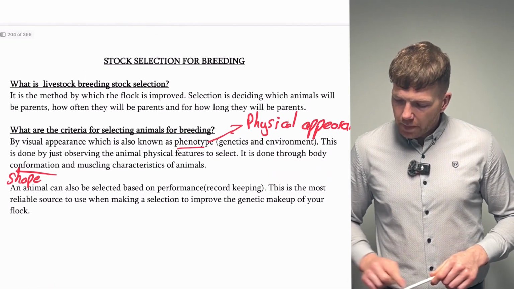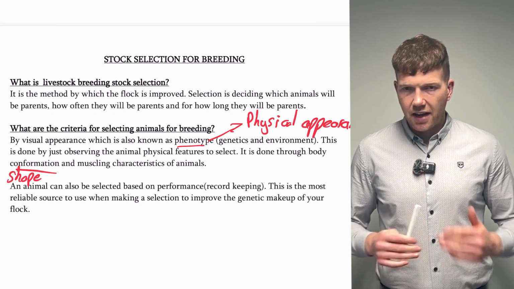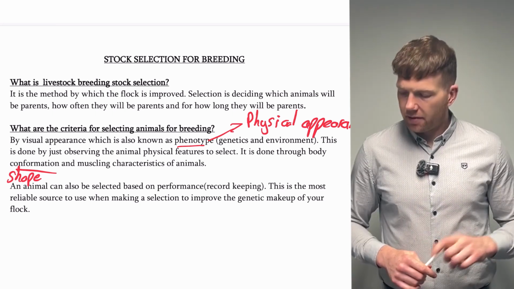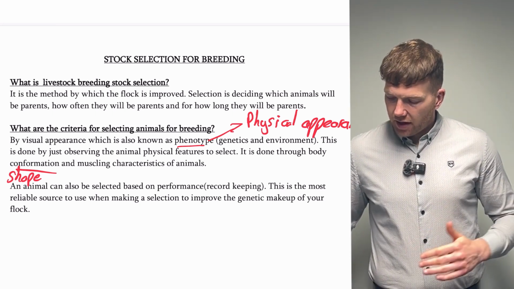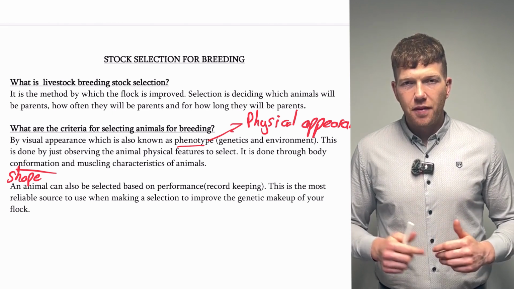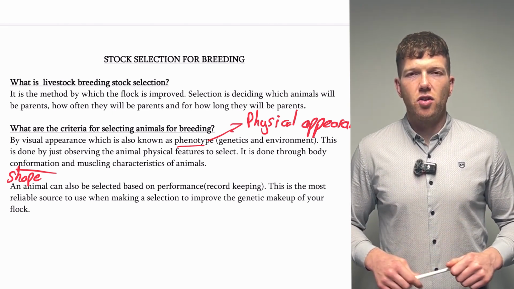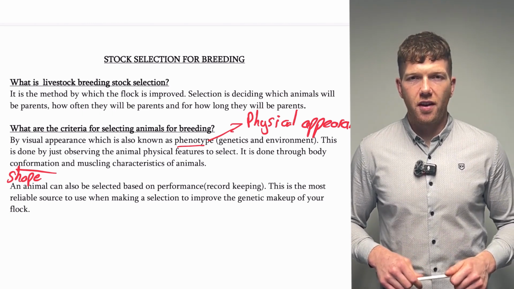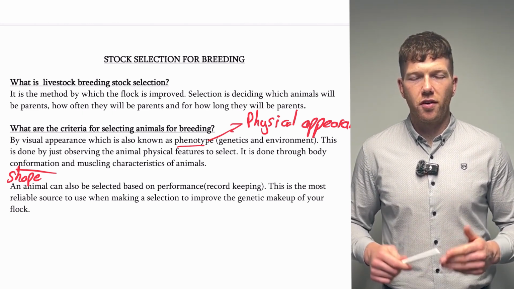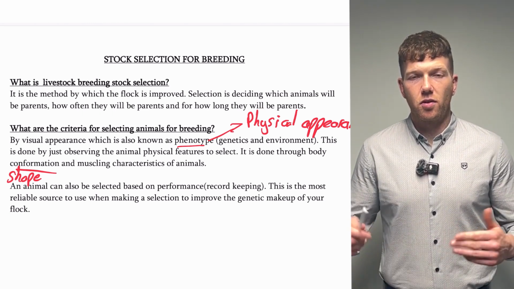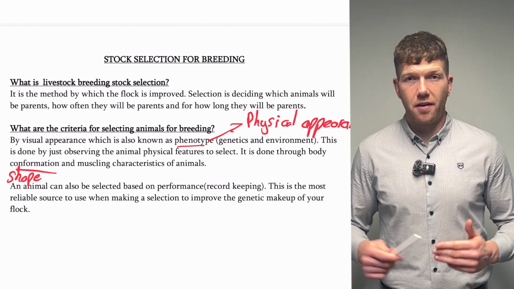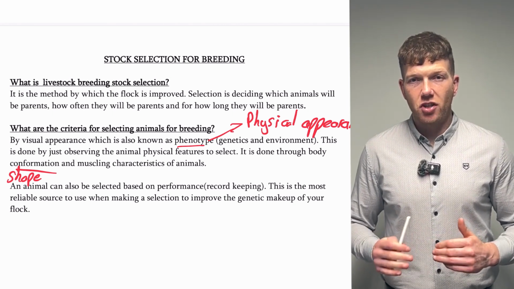Now, when we're talking about stock selection, why do we select some of these animals? You can see there I've highlighted the physical appearance. That's the phenotype. The genotype is the genetics. So that would be the EBI. You could have a cow that scores €200 and a cow that scores €100 on the EBI. The €200 one is €100 better than the other. And that's how it's measured.